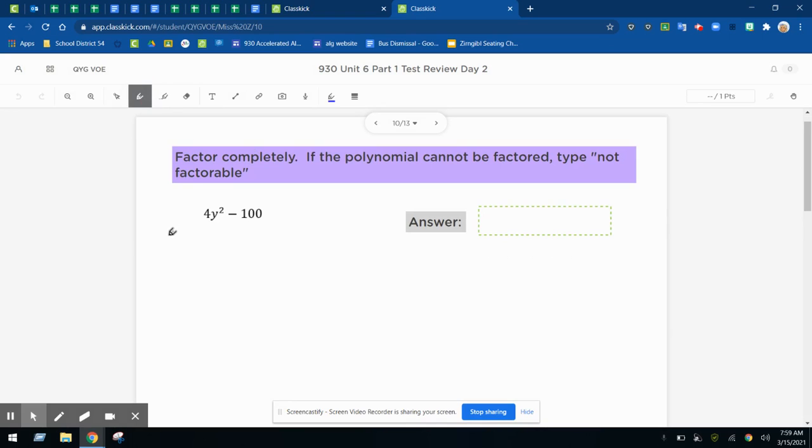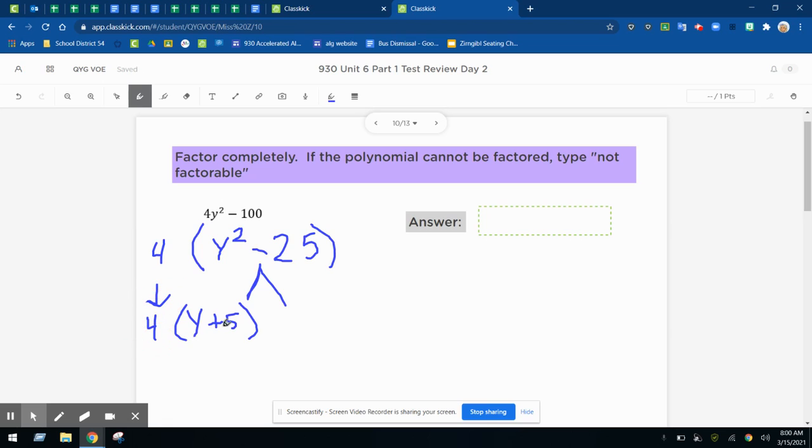All right, again, let's start by taking out a GCF. That will leave me with y squared minus 25. And I can see that y squared minus 25 is the difference of two squares, which I can break up into y plus 5 and y minus 5. So my factors are 4 times y plus 5 times y minus 5.